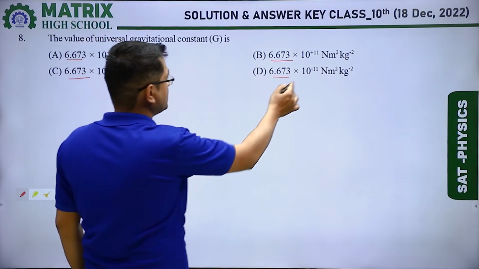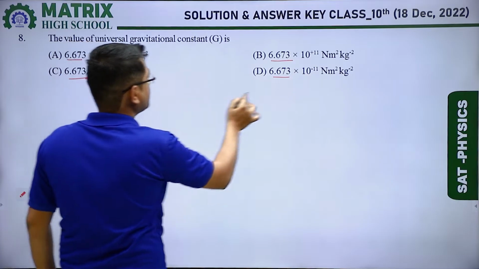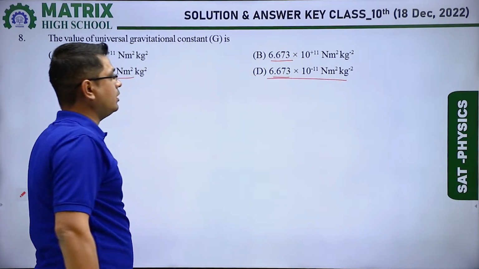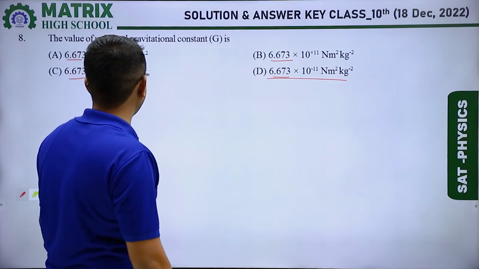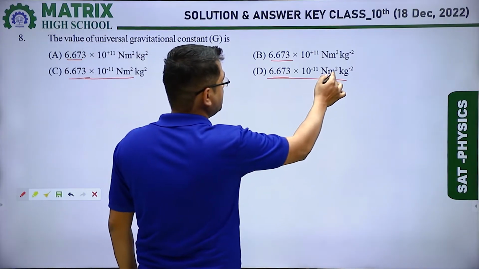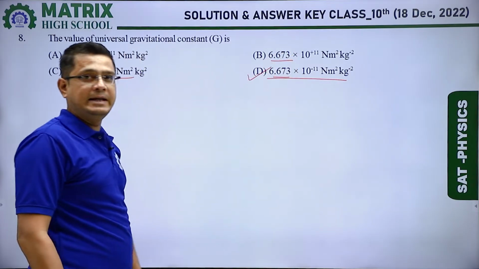Now we have 2 options here which have 10 to the power minus 11, option C and option D. Now we will check which option has the correct units. So we know that the correct unit is Newton meter square per kg. So the correct answer will be option D.